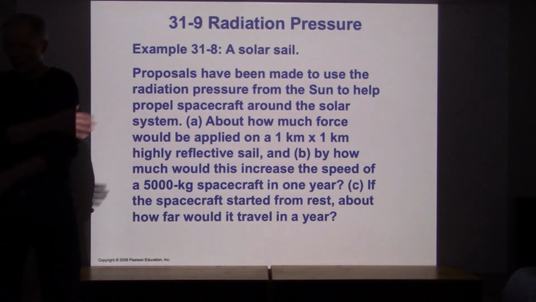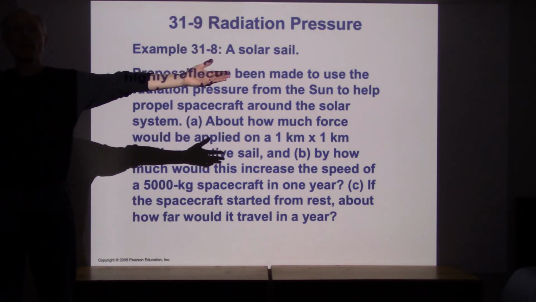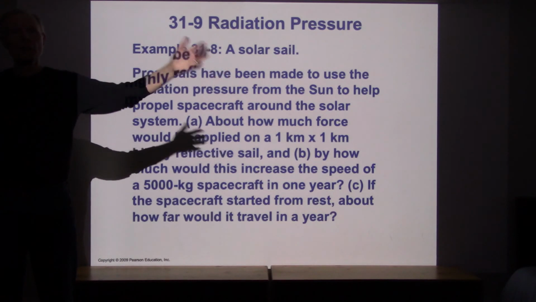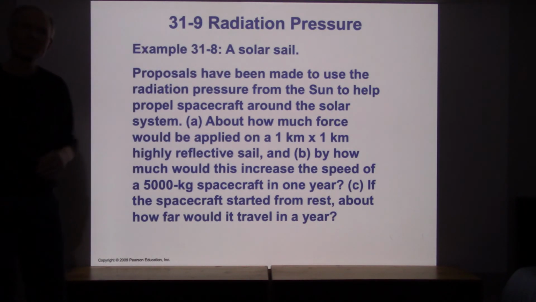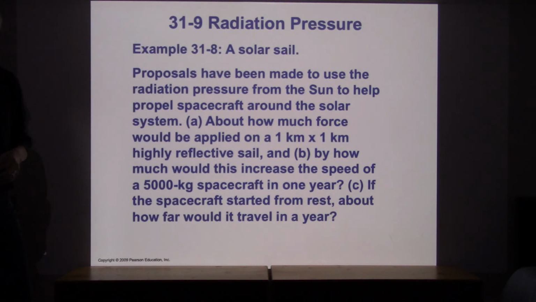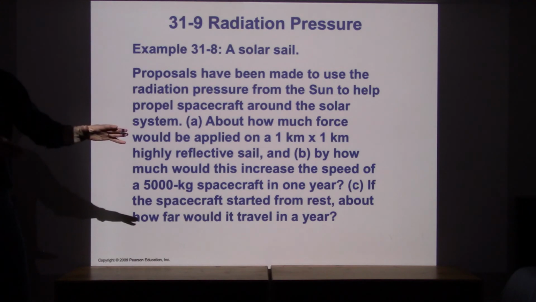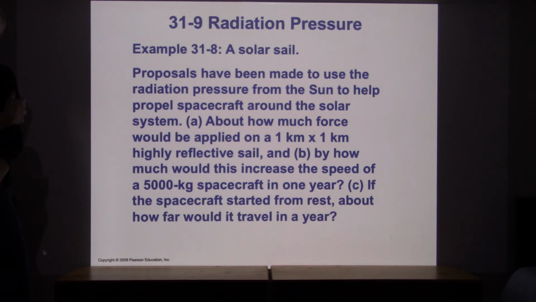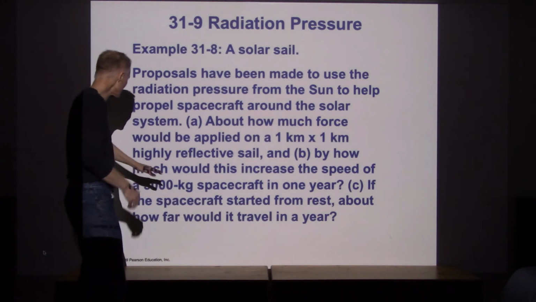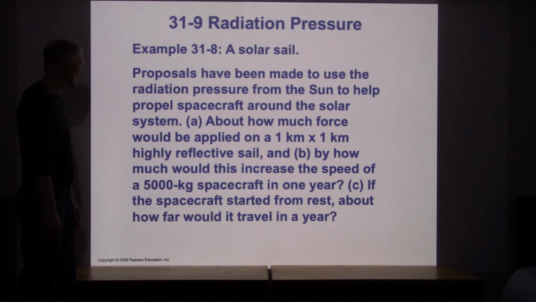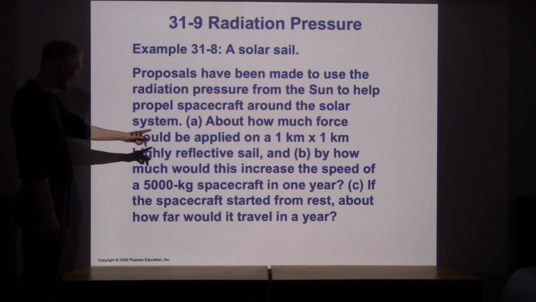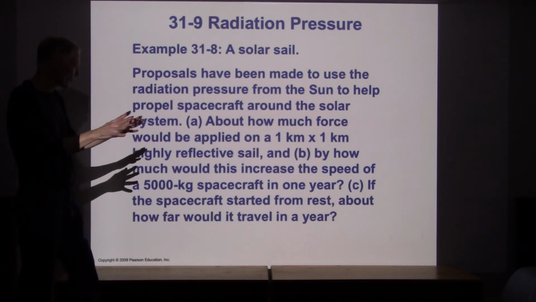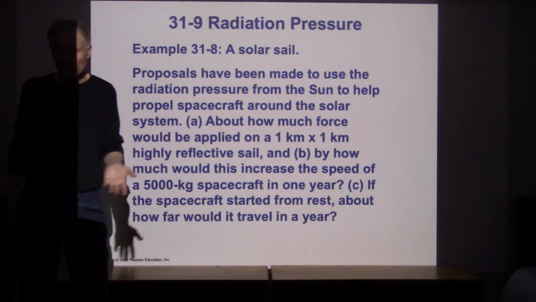So if you think of the sail as being a kilometer by a kilometer, that's a pretty big sail. But the bigger the sail, the more sunlight we can capture, and the more force we'll have available to propel our spacecraft. So it says the spacecraft is 5,000 kilograms, and what they're saying is, if the spacecraft starts from rest, how far could it go in a year?